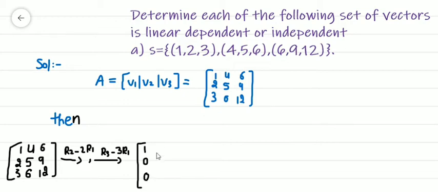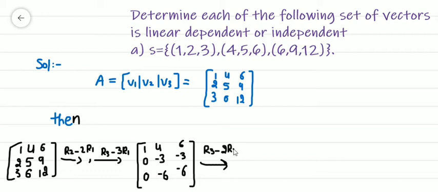So we get the matrix with elements 1 0 0, 4 minus 3 minus 6, 6 3 minus 6. Then we apply a further row operation on the matrix, R3 minus 2R2. So we get 1 0 0, 4 minus 3 0, 6 minus 3 0. So there are two non-zero rows.